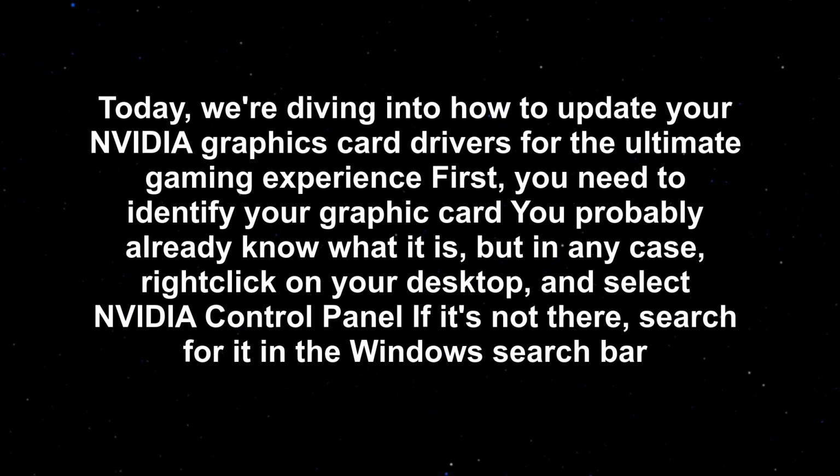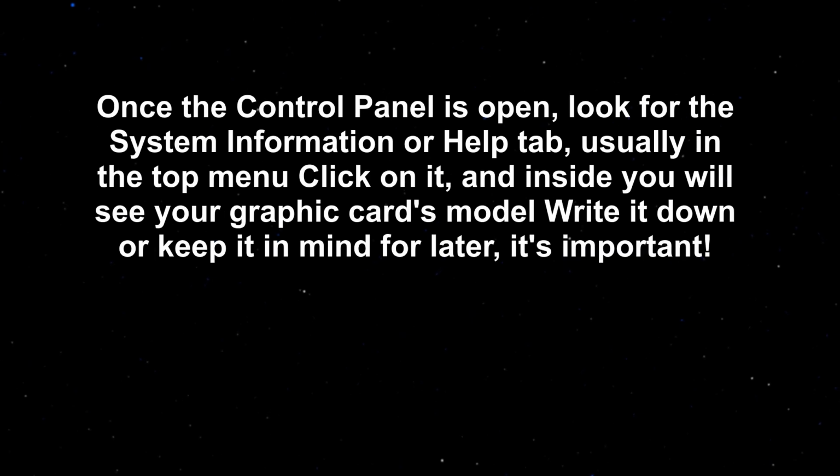You probably already know what it is, but in any case, right-click on your desktop and select Nvidia Control Panel. If it's not there, search for it in the Windows search bar. Once the control panel is open, look for the System Information or Help tab, usually in the top menu. Click on it, and inside you will see your graphic card's model. Write it down or keep it in mind for later.